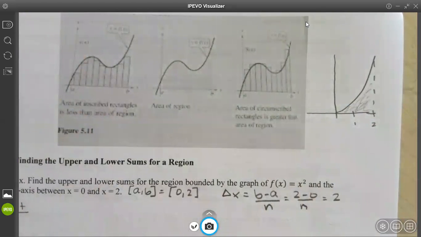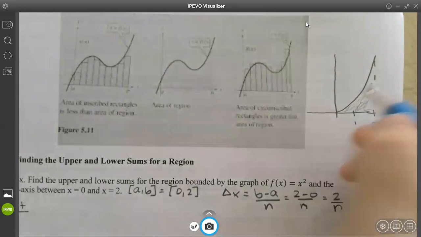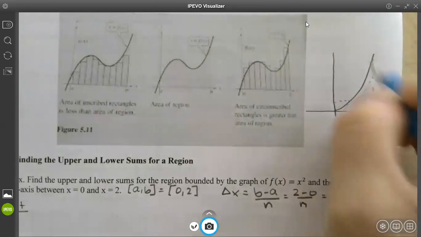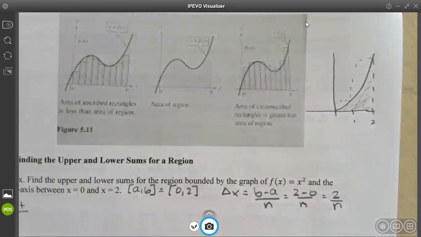If I partition this into 2, now it tells me to do it a little bit different. We're going to talk about that. Sorry, this should be 2 over n. I think I said it, but didn't write it. If we partitioned it into 2 rectangles, this is just me talking, we're not doing 2, we're doing 2 over n. These would be my rectangles. So is that a maximum or a minimum? It's going to be a maximum. Why? Because they're going to be outside. So everybody understand that?